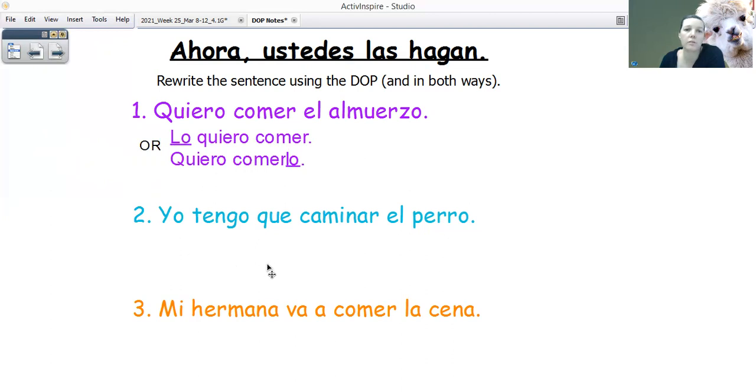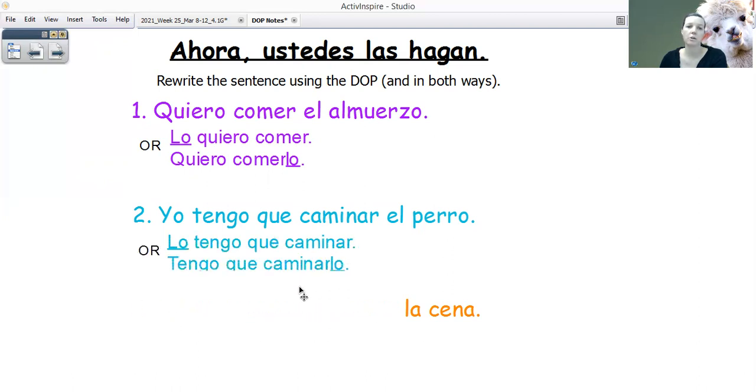All right, so I'll give you a couple more minutes here on your own. Yo tengo que caminar el perro. I have to walk the dog. What's being walked? The dog. What would you replace el perro with? You would replace it with lo. All right, so the lo, therefore, can go when you rewrite it before your conjugated verb, or it can go attached to the infinitive. So your answers, lo tengo que caminar, or tengo que caminarlo. Either one. They're both correct.